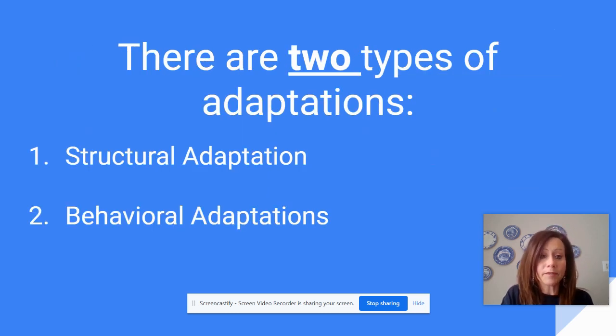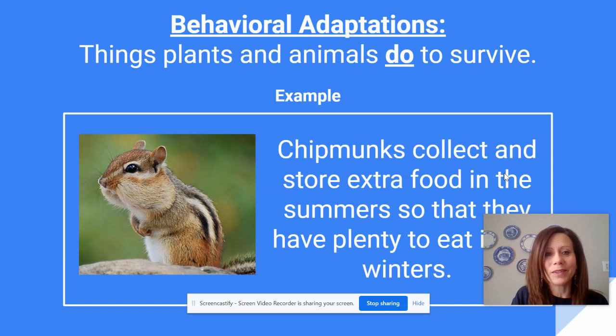There are 2 types of adaptations. They're categorized as structural adaptations or behavioral. We're going to talk about each one of those. So let's talk about behavioral adaptations first. These are things plants and animals do to survive.